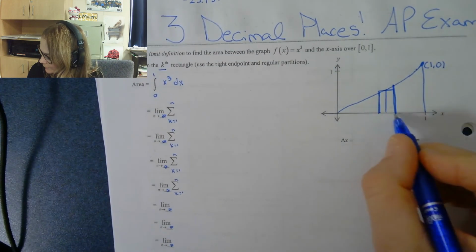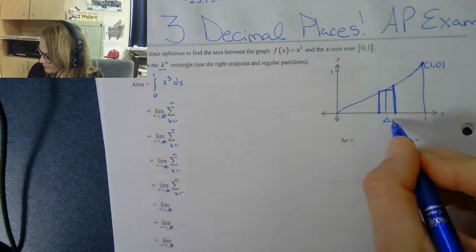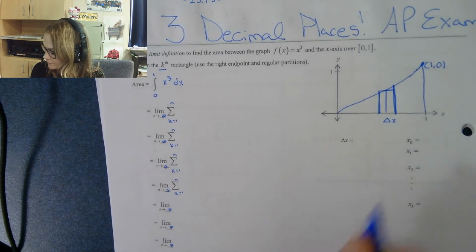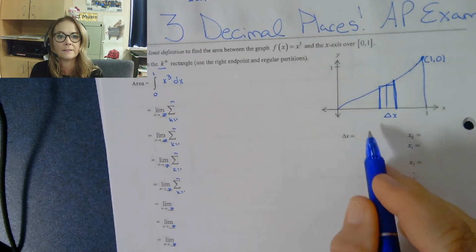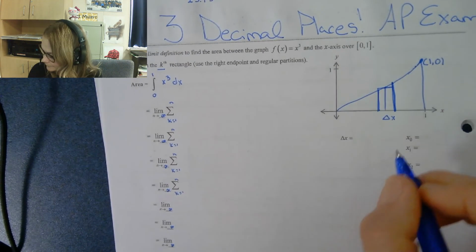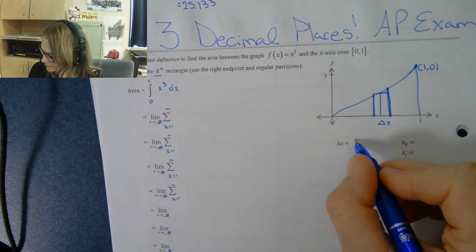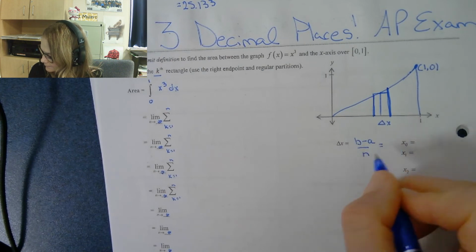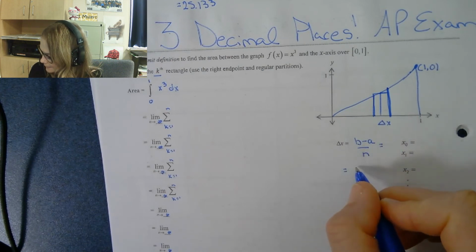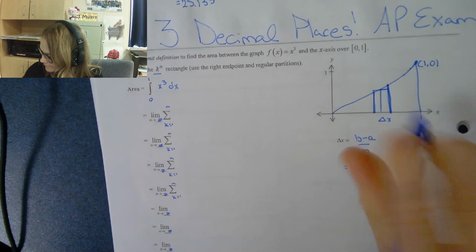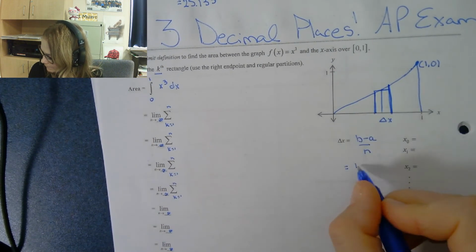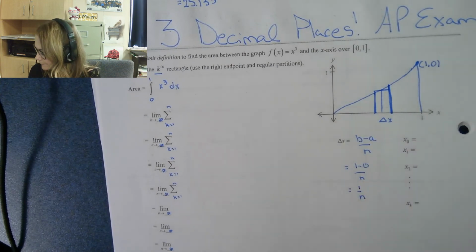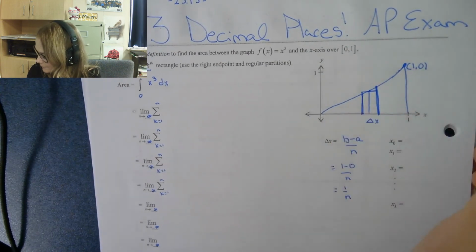So if we were doing the width of this, the width is going to be delta x. These are going to be regular subintervals. So it's not going to be delta x of the kth rectangle. It's going to be straight up delta x. All right. So delta x here is going to be b minus a over n, or 1 minus 0 over n. So the width of this is 1 over n.